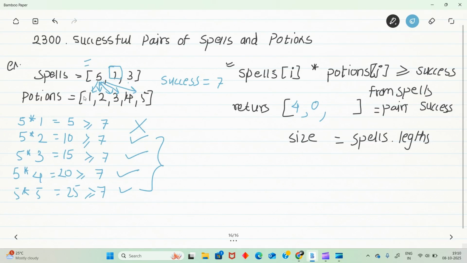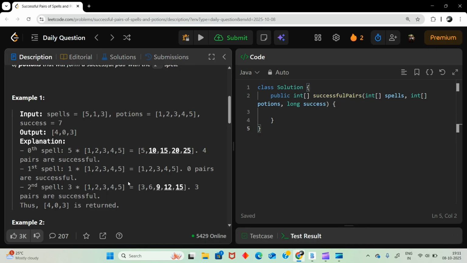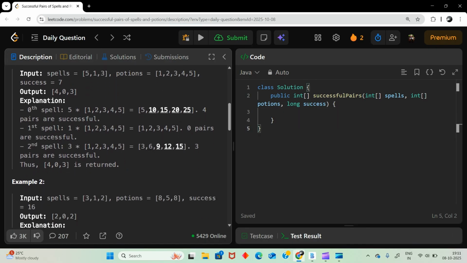Now next is 3. 3 into 1 is 3, which is not greater than 7. 3 into 2 is 6. Is 6 greater than 7? No. 3 into 3 is 9. Is 9 greater than 7? Yes. 4 into 3 is 12. Is 12 greater than 7? Yes. 5 into 3, 15 is greater than 7? Yes. So in total we got 3 pairs. So my answer will be 4, 0, 3. If you see here, 403 is written.